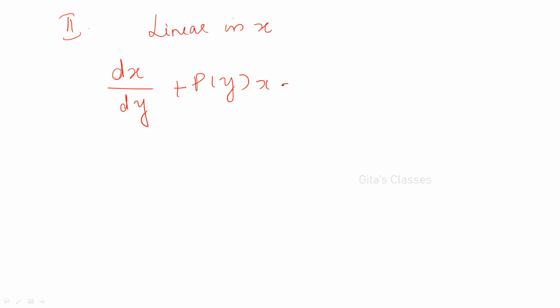Another one is that it may be linear in x also. How will you find out it is linear in x? The equation is of the form dx/dy plus P(y) into x is equal to Q(y). So you have x and dx/dy, and all the others will be functions of y. Then you should know that it is linear in x. If it is linear in x, then the integrating factor will be e power integral of P(y) dy.